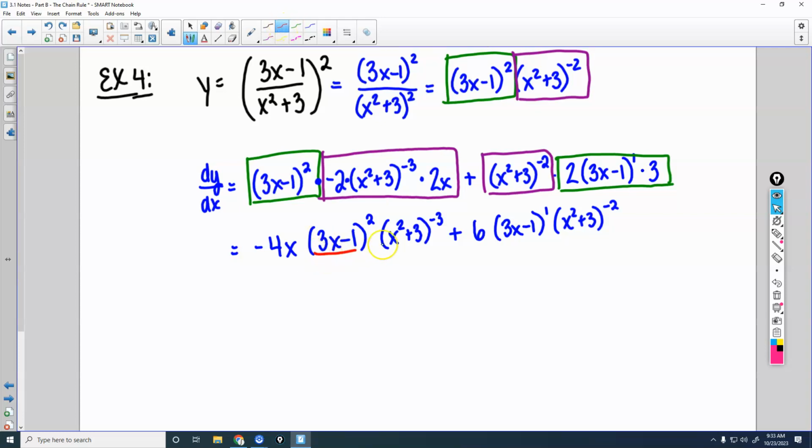Now, we should be noticing we've got a 3x minus 1 in both of these. We also have an x squared plus 3 in both of these. So we can factor that stuff out. We want to take the lowest exponent. So for the 3x minus 1, we're taking out a 3x minus 1 to the first power, because that's our lowest exponent for those. And for the x squared plus 3, we're going to take out that negative third power. So this is like the factoring we were doing before, but we're taking two things out this time.